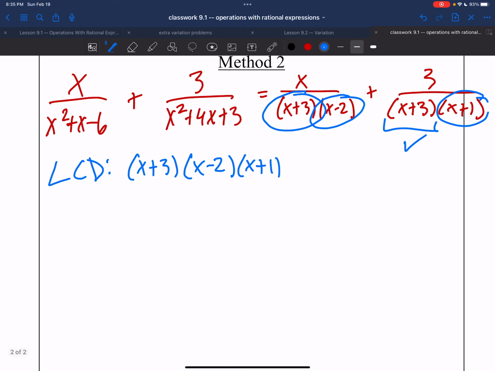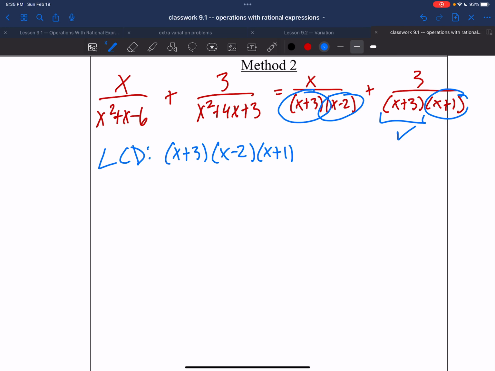So I've built my least common denominator, and now I just need to multiply every fraction in such a way that every denominator becomes the LCD. Now look, you could multiply each individual fraction, but I'm going to tell you this. You know the LCD, so just draw a big fraction bar, okay? You know that the LCD is (x plus 3)(x minus 2)(x plus 1). Save yourself the trouble of writing a ton of fractions. Just make it one fraction.